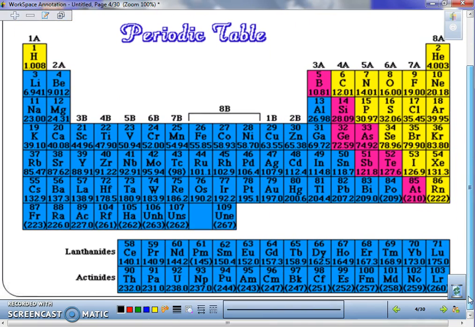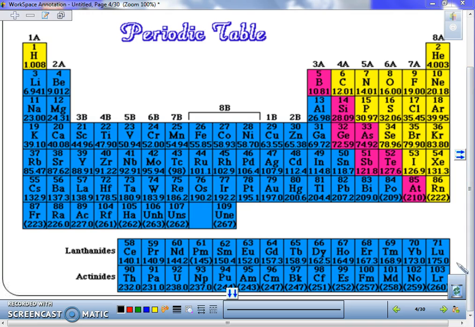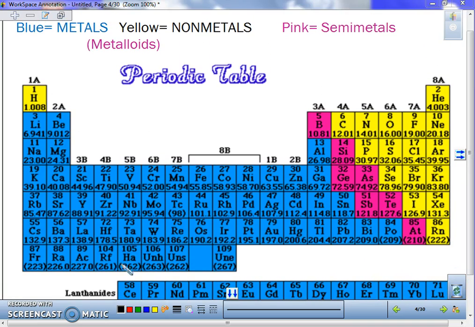The periodic table can also be arranged into metals, nonmetals, and metalloids. The blue elements represent the metals, the yellow represent the nonmetals, and the pink are the semi-metals, also called metalloids. Notice that there are many more metals on the periodic table than there are the other two classifications.